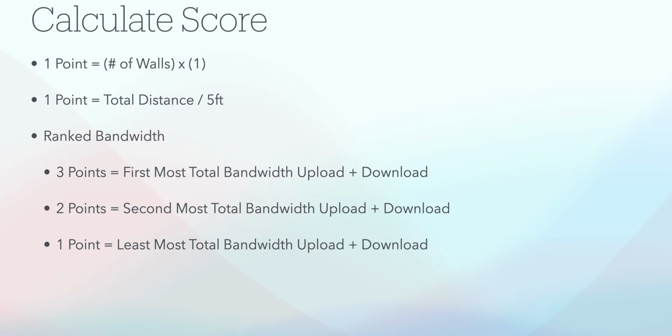And then I also decided it would be a good idea to give points for essentially completing the test, and I ranked these by whoever got the most bandwidth would get 3 points, whoever got the second most total bandwidth would get 2 points, and whoever got the least bandwidth would get 1 point. Now, there is a problem with this system. So at least for the bandwidth portion, it's not weighted very well. So it's easier for access points that scored better in the bandwidth test to come out way ahead.